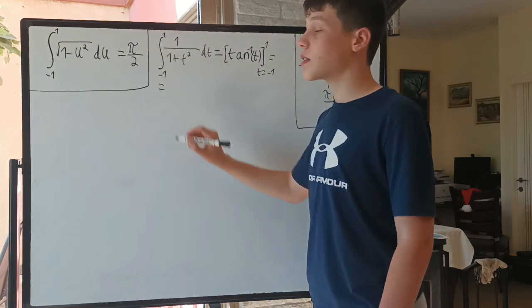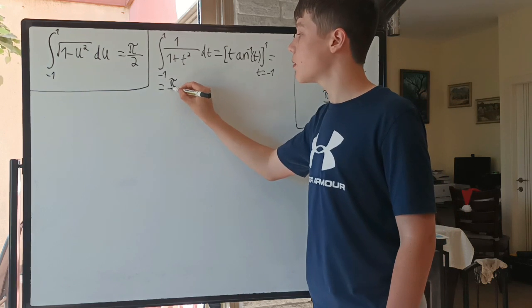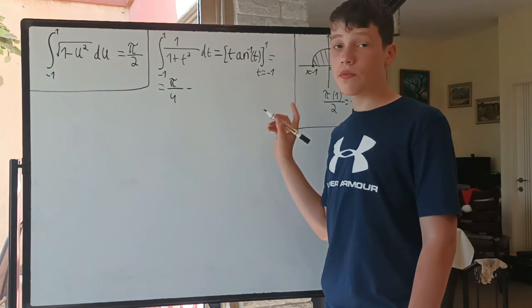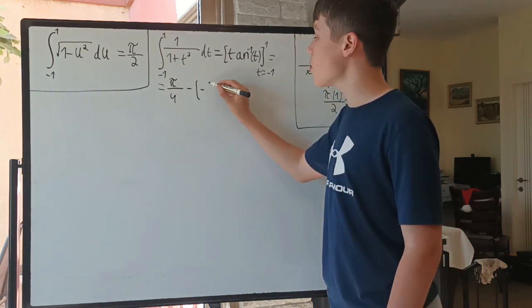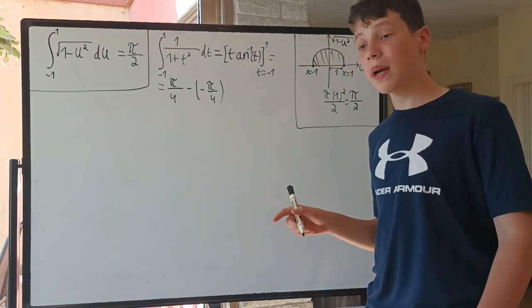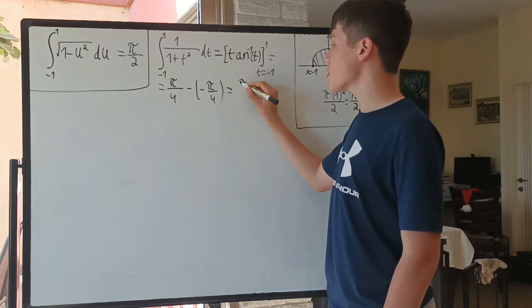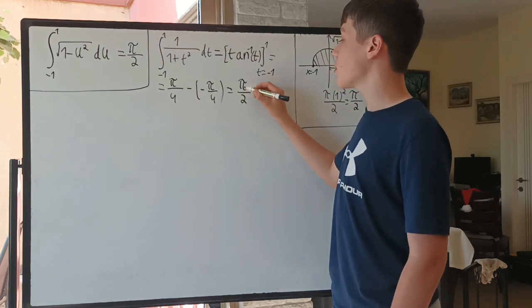Now, arctangent of 1 is pi over 4. Arctangent of -1 is negative pi over 4. So in total we get pi over 4 minus negative pi over 4. It's pi over 4 plus pi over 4, which is also pi over 2.